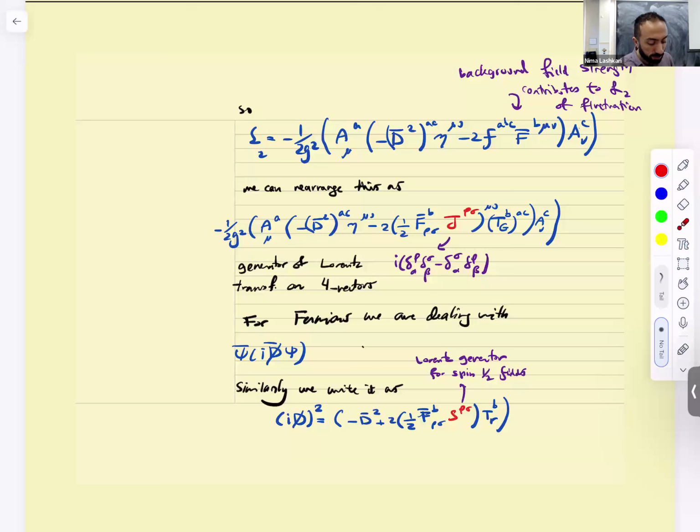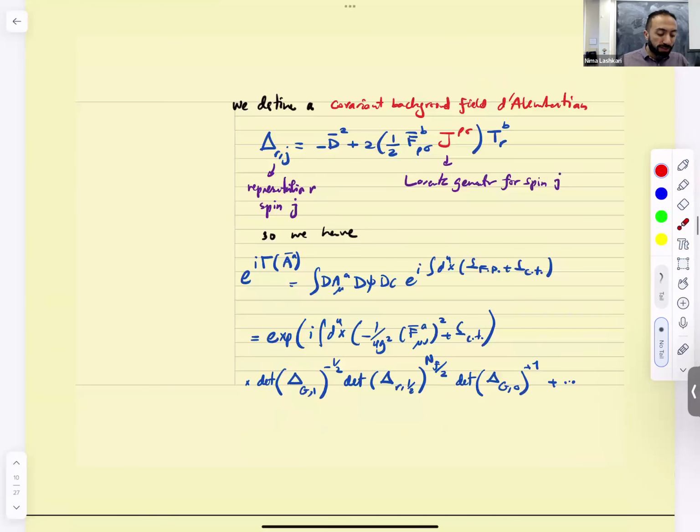So for example, when you look at the spinors, the result is going to be minus D-bar squared plus 2 or half, blah, blah, blah. This is the Lorentz generator for the spin half field. You put all of this together, and there's this covariant background field d'Alembertian we can define. I'm basically giving you all the ingredients for how to write down effective actions at one loop for various types of non-abelian gauge theories coupled to various types of matter, right?